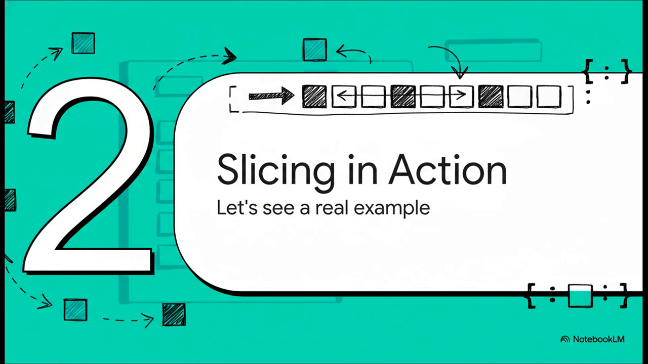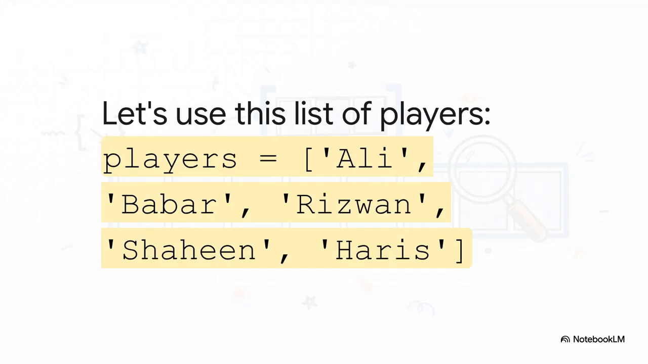All right, enough theory. It makes way more sense when you see it. Let's get our hands dirty with a real example. So we're going to work with this simple list of players. And don't forget, Python always starts counting from 0. So Ali is at index 0, Babar is at 1, Rizwan is at 2, and so on.